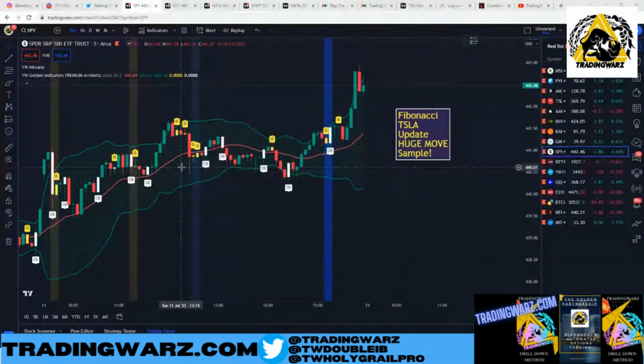And today, what we're going to be doing is looking at the Fibonacci. I'm going to do a nice little tutorial on the Fibs. We're going to talk about Tesla and really want to do a market outlook. It feels like a big move is going to come in the next 3 days based on the charts and the inside bars that we've been seeing. So if you're ready, my friends, let's step into the war zone.